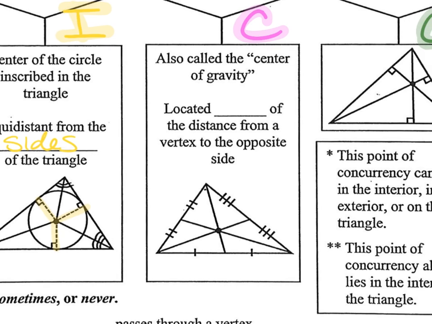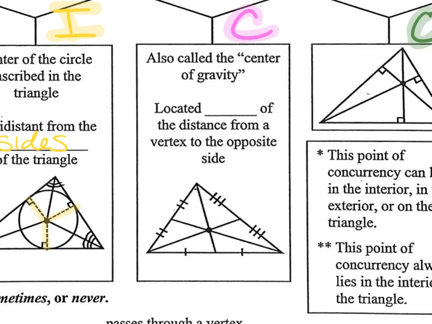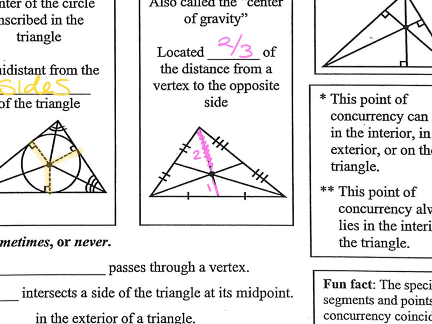The centroid is also called the center of gravity, so this is a really important one if you're ever trying to build something. You have to check out the centroid of your triangle, make sure the center of gravity is supported. But the center of gravity, or the centroid, is located 2/3 of the distance from the vertex to the opposite side. So if this segment right here was 2, this segment right here would be 1. So the long side would be double the short side. But what's more important for me, because that relationship is important.